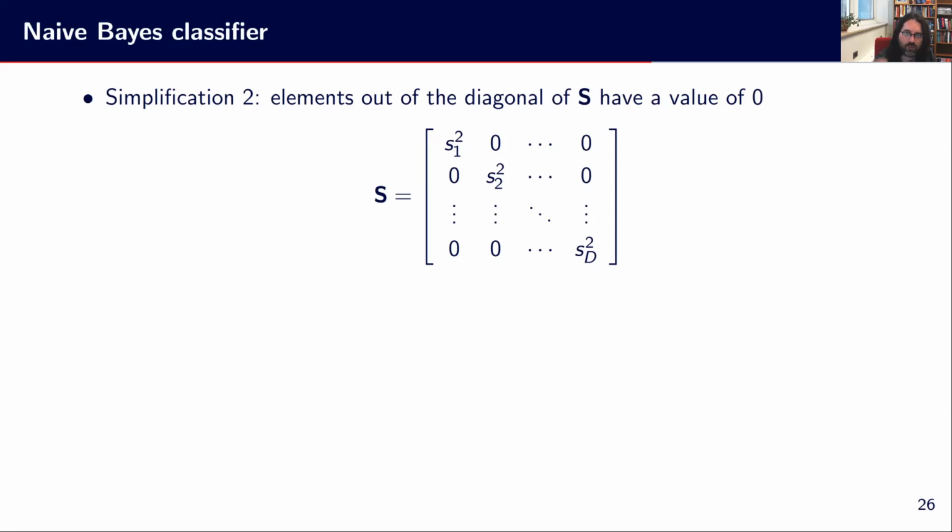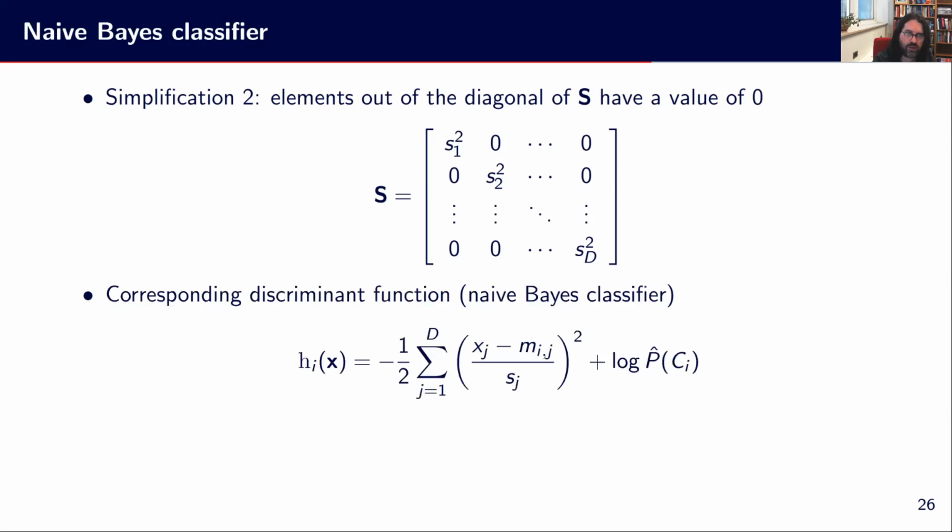So here we still use a shared covariance matrix. So we are still making the assumption that we are sharing the covariance matrices, but we are imposing a further simplification where we don't have any values out of the diagonal. And so the discriminant function corresponding to that is what we call the naive Bayes classifier based on these two assumptions. And it's a kind of simple function that is relatively easy to understand.